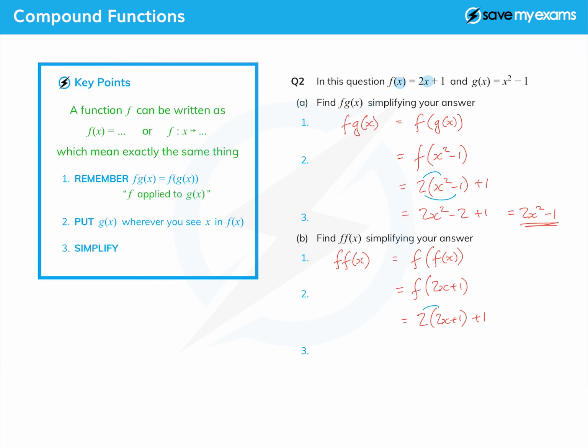So then a little bit more simplifying. Again, multiply out the brackets, and I get 2 times 2x, which is 4x, plus 2. Still got the plus 1 on the end, and that gives me 4x plus 3. And that is how we do compound functions. If you're looking for inverse functions, they're in another tutorial.